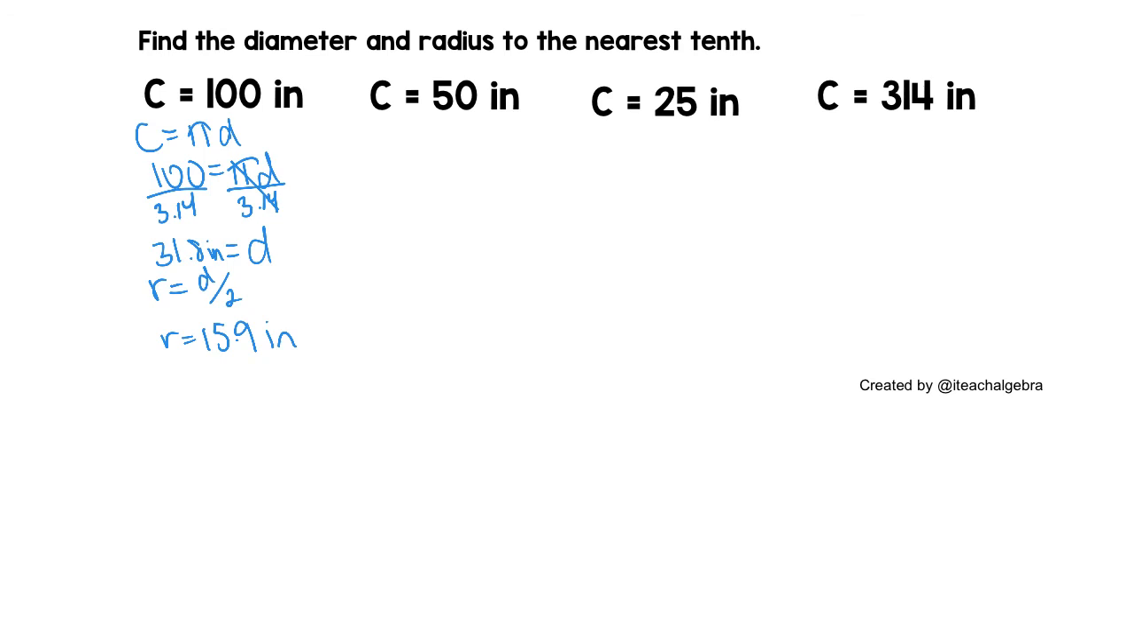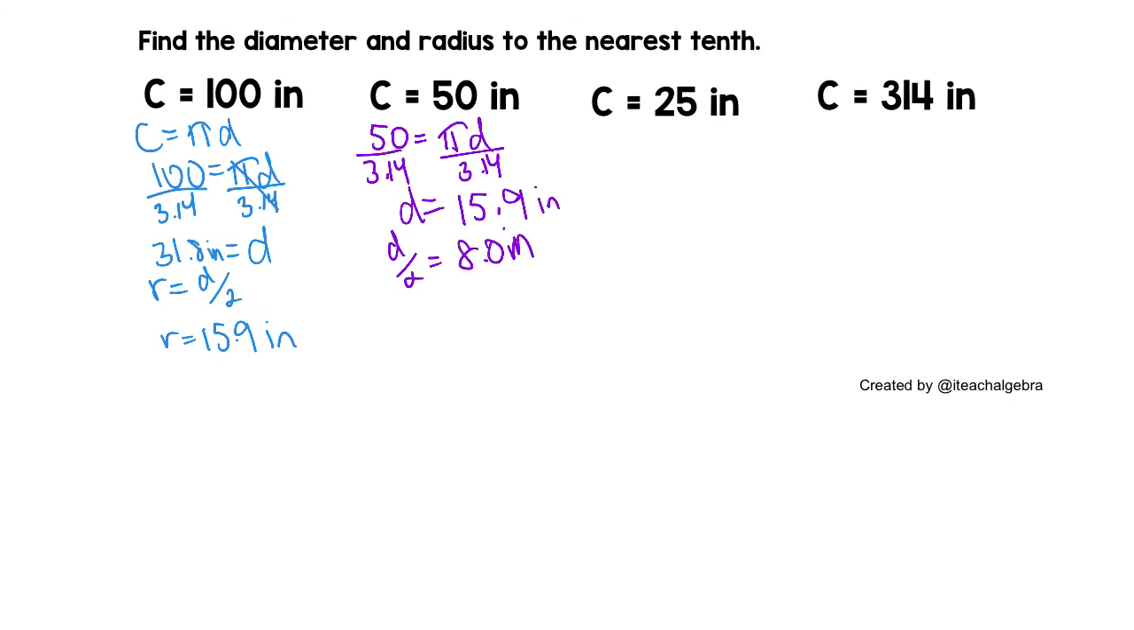It's pretty much all the same way. Pause and try and find the next one on your own, please. All right, so we've got 50 inches. That means 50 is pi d. Divide both sides by pi, and I get the diameter is 15.9 inches. And if I divide that by 2, I get the radius is about 8.0 inches.